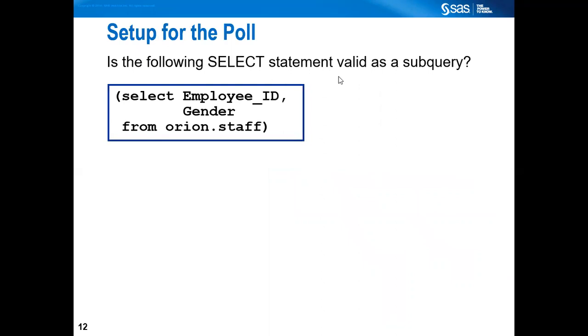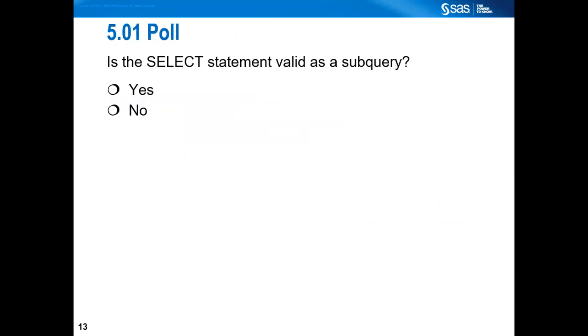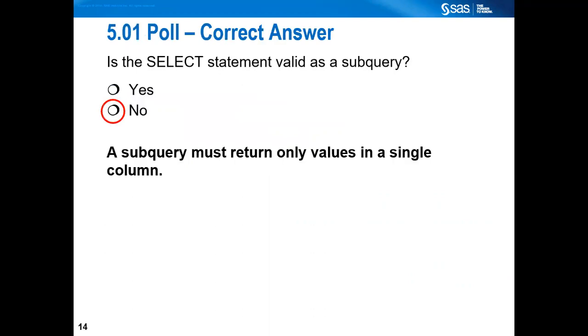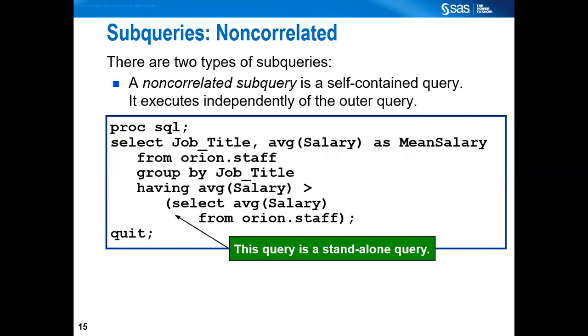Is the following select statement valid as a subquery? No. Why? Because the select has two columns, employee ID and another column. You are querying two columns, so it is invalid. Subqueries must return values from a single column. You should query a single column in a subquery, not multiple columns.